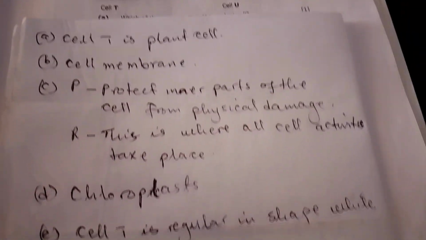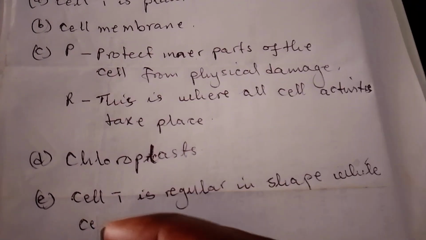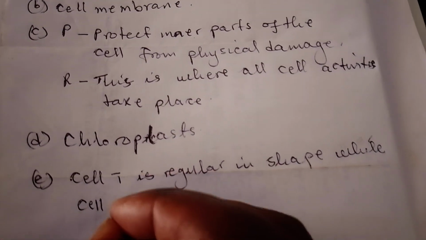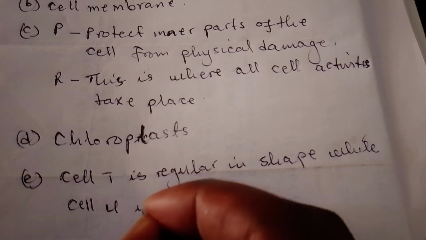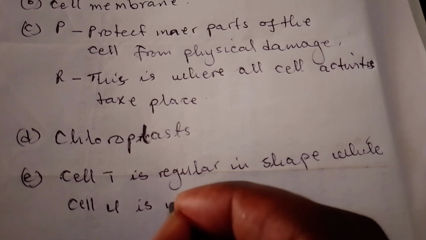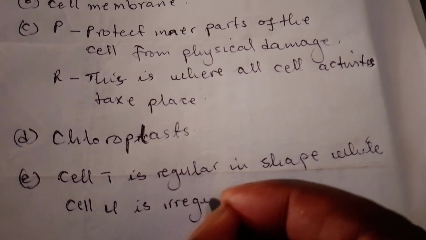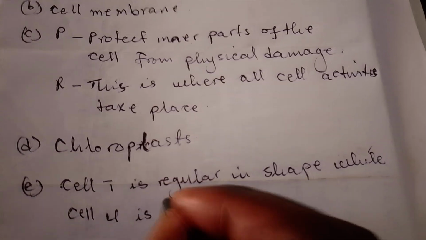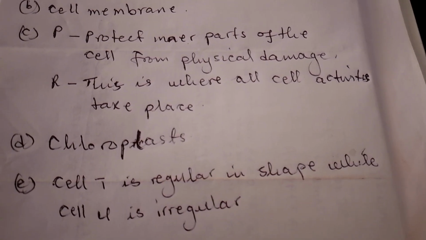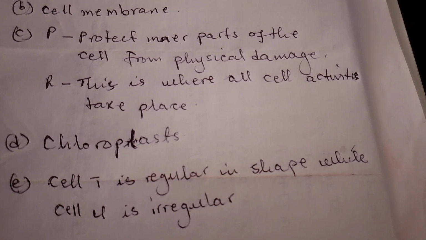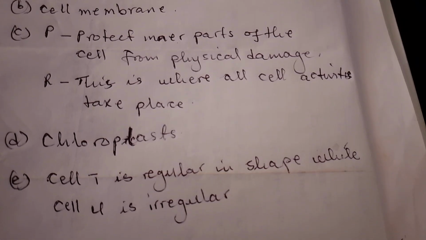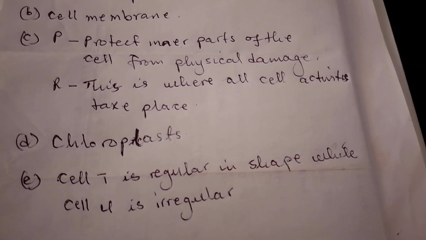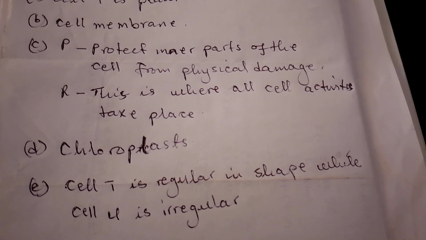Cell U is irregular in shape. That simply means cell T at least is showing some definite shape, while cell U doesn't have a definite shape per se.